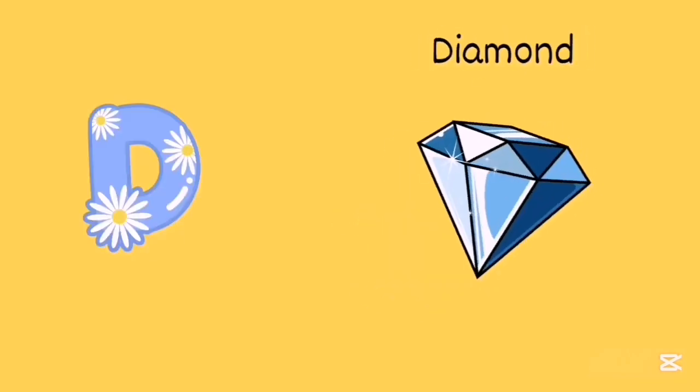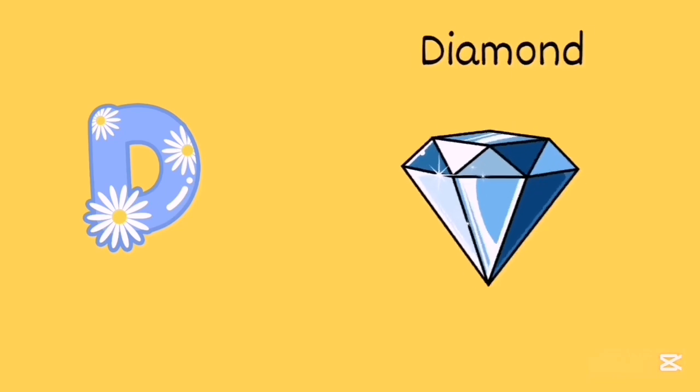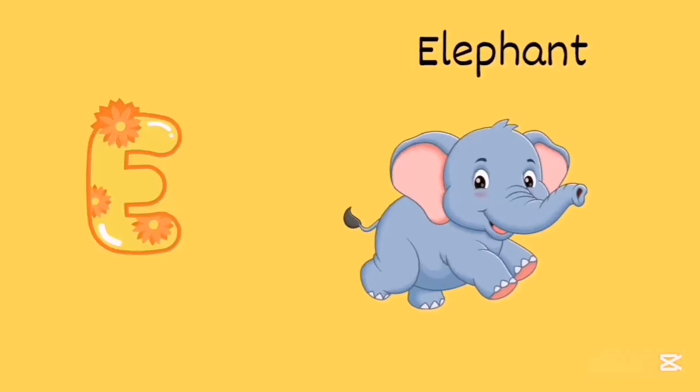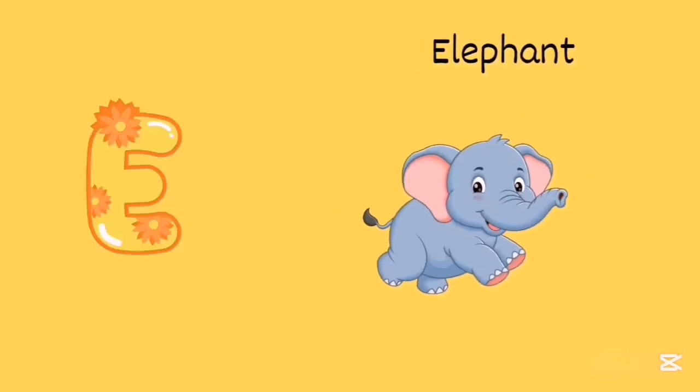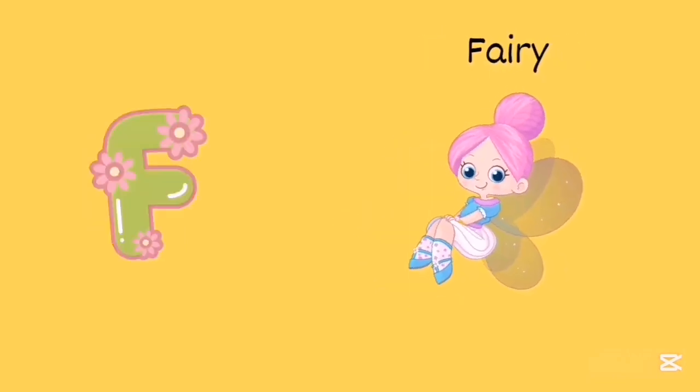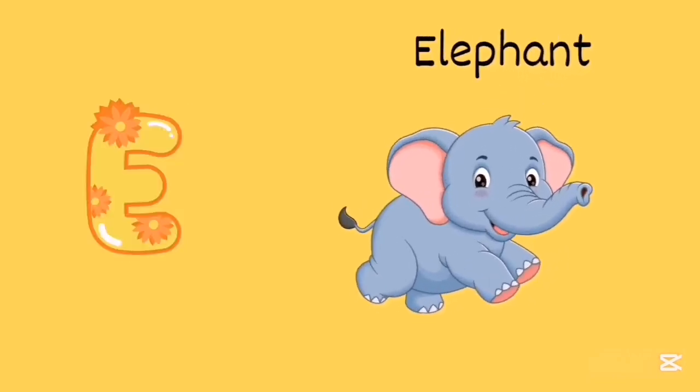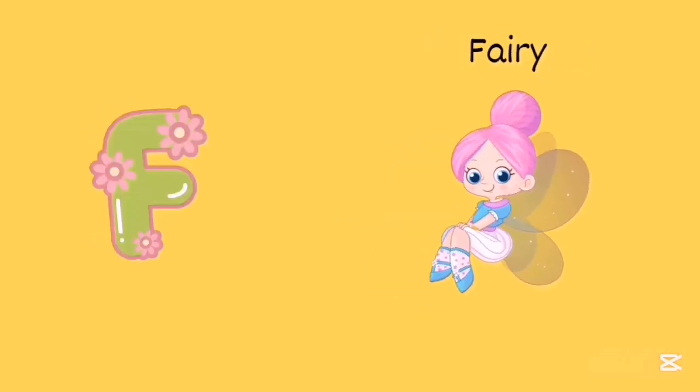Diamond. D, diamond. E is for elephant. Elephant. E, elephant. F is for fairy.